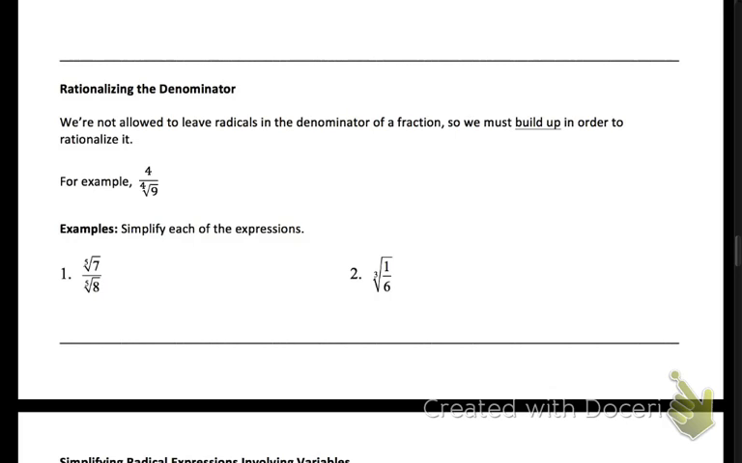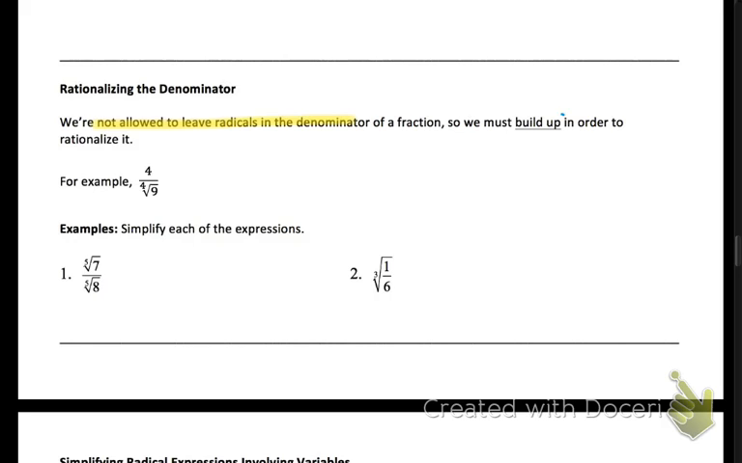So remember that when we looked at square roots earlier on in the year, we saw that you are not allowed to leave a radical in the denominator. You couldn't have a square root in the denominator. So we had to rationalize. Well, that's true with any type of radical. So the rule is no radicals in the denominator. So we have to rationalize it.